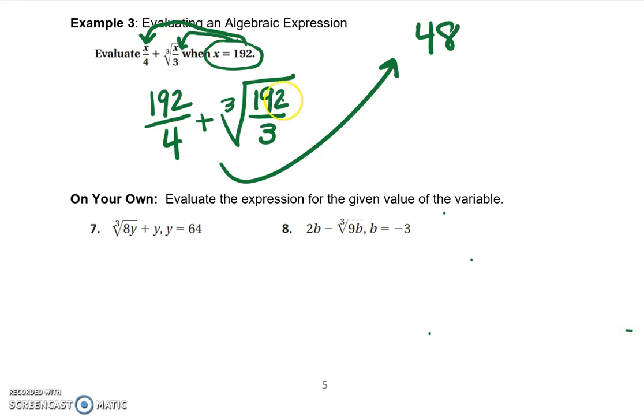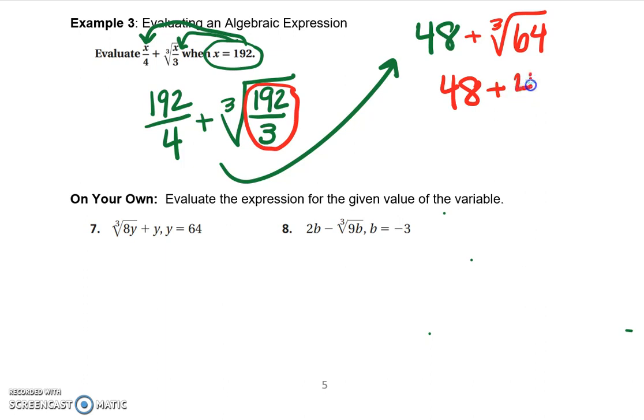Now, I told you before, sometimes it's easier to split this. But notice neither of these are perfect cubes. So sometimes it's easier just to divide those two numbers and see if you get a perfect cube. So 192 divided by 3 is actually 64. So this is plus the cube root of 64, which just so happens to be a perfect cube. So then 48, the cube root of 64 is 4. So 48 plus 4, the answer to this question is 52.